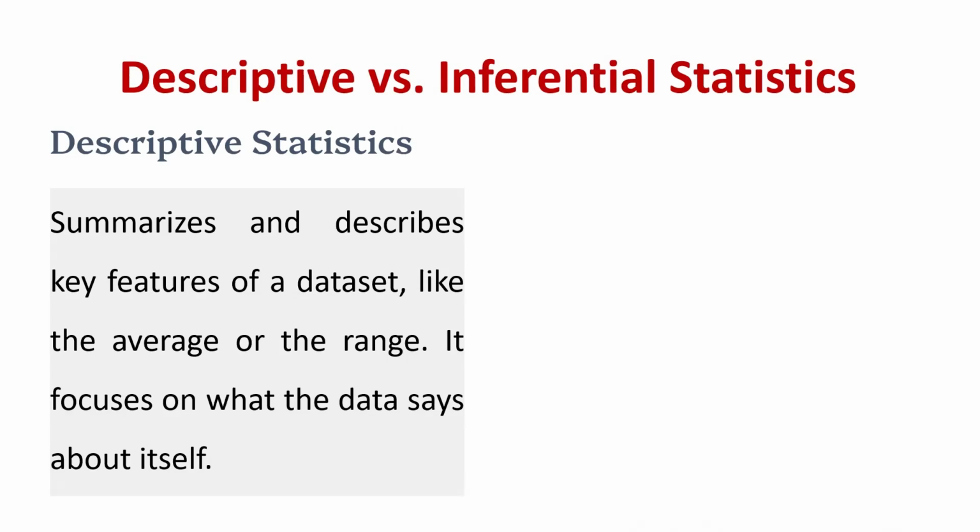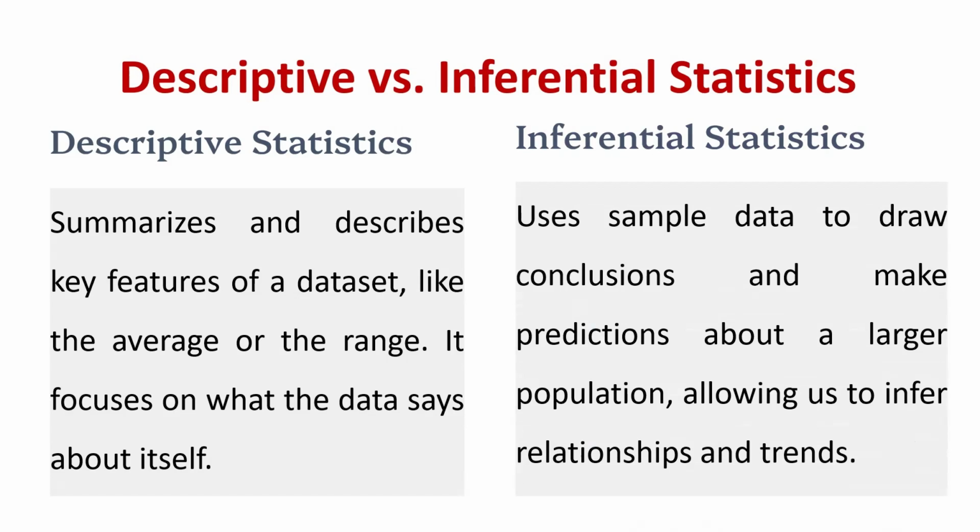The descriptive analysis focuses on what the data says about itself. How can we describe the current data? Or how can we describe the data that are already in our hands right now? While inferential statistical analysis uses sample data to draw conclusions and to make predictions, something related to the future, about a larger population, and this allows us to infer relationships and trends.